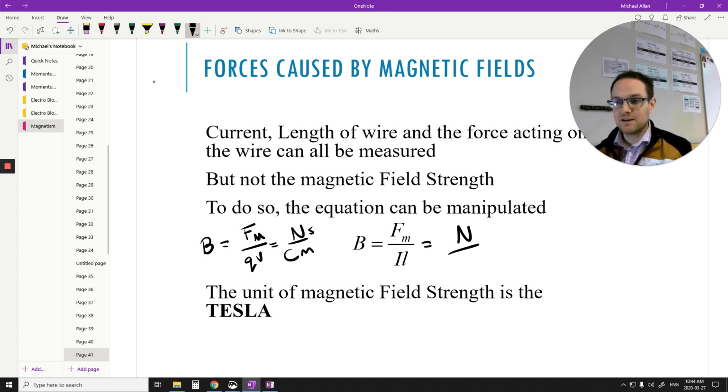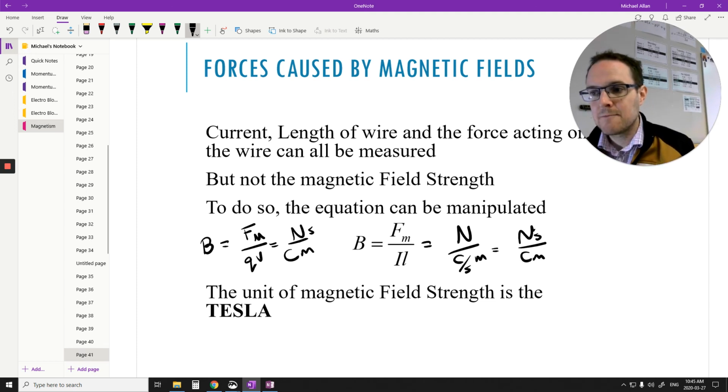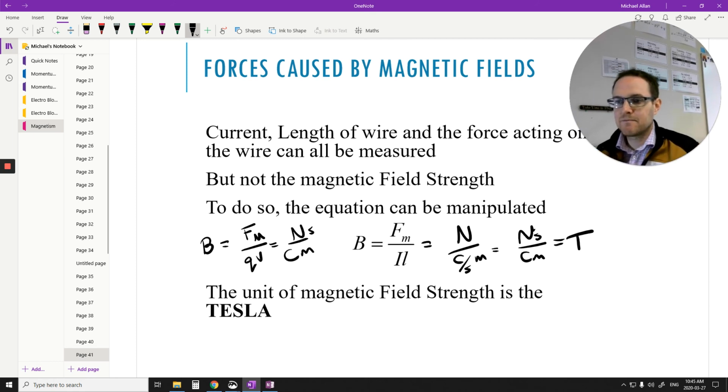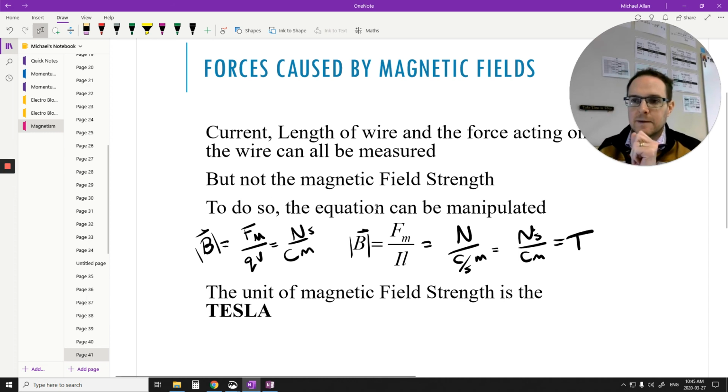Let's see if it works the same way on this one. So we got current, which is a coulomb per second. There's a meter. Second flips up to the top. Yeah, I get the same thing, a newton second per coulomb meter. And this is a Tesla, a capital T. Should probably put some vector arrows on there. Okay.